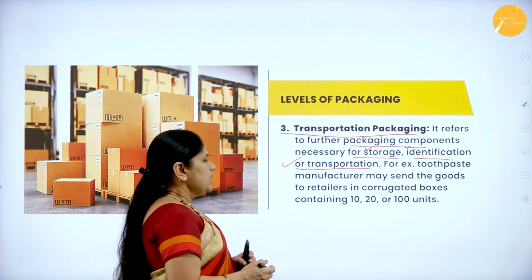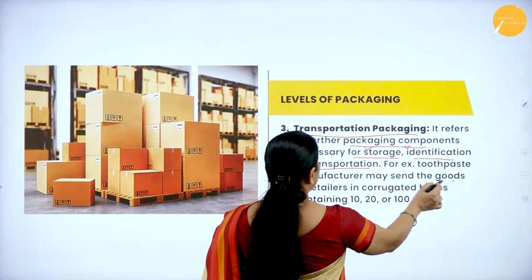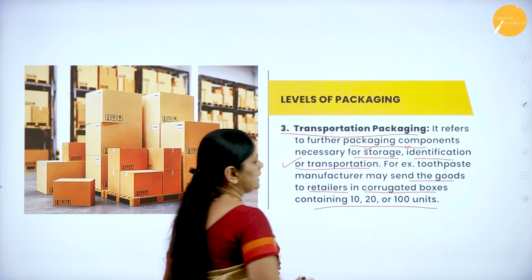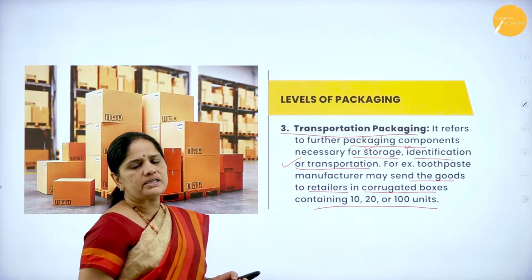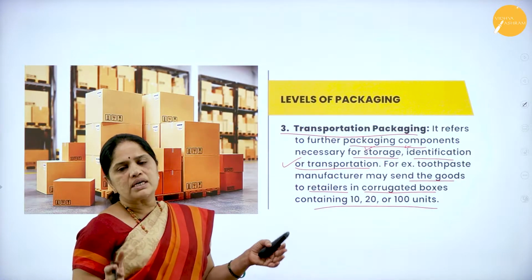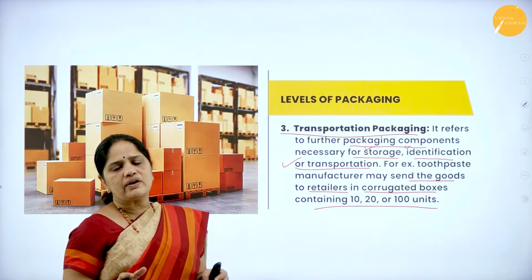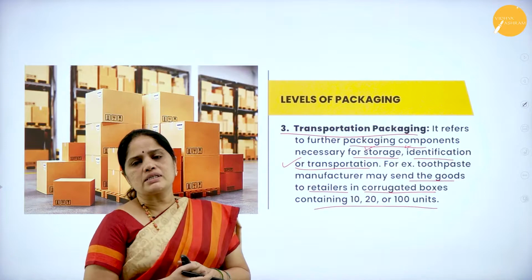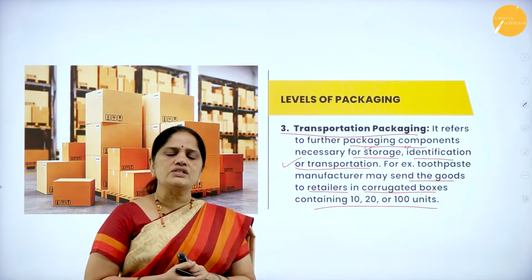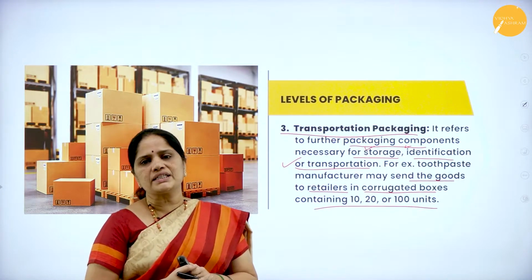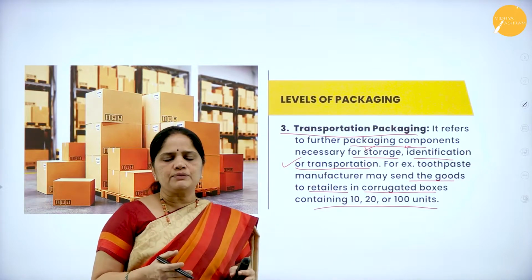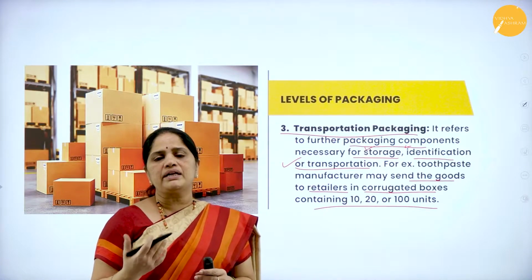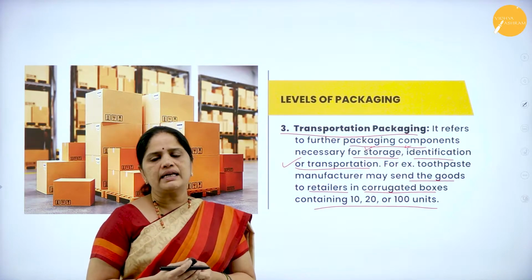So, for example, the toothpaste manufacturer may send the goods to retailers in corrugated boxes containing 10, 20 or 100 units. So, in each corrugated box, they will be selling 100 units of this product. Now, whenever goods are packed in corrugated boxes, it is for the convenience of transport. So, the manufacturer will see that in each box there will be 10s, 20s or 100 units of the product and they will be transported to other retailers.